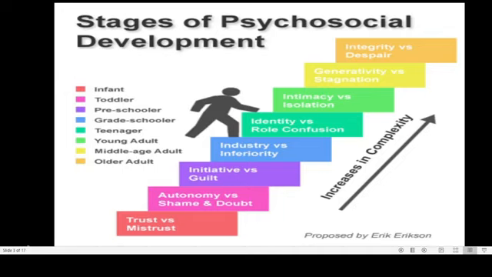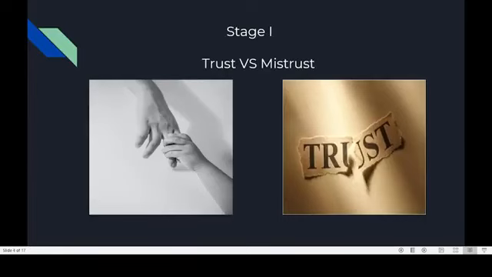So these are the stages of psychosocial development, where you can see the developmental stages as infant, toddler, preschooler, etc. And these are the psychosocial developments which occur within an individual. So let us see one by one. The first one is trust versus mistrust.